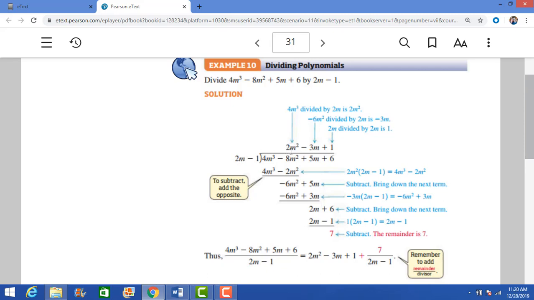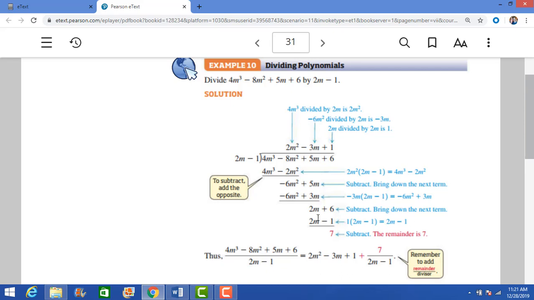2m times 2m squared gives us 6. Hold on a second. Oh, I'm sorry, this one. 3m squared. So 2m times a minus 3m gives us a minus 6m squared. Then we take a -1 times minus 3m, which gives us plus 3m. And now we're going to subtract. So we subtract this entire thing, and these go away, and this becomes 2m. And then we drop down the last term. And we do the process one more time.